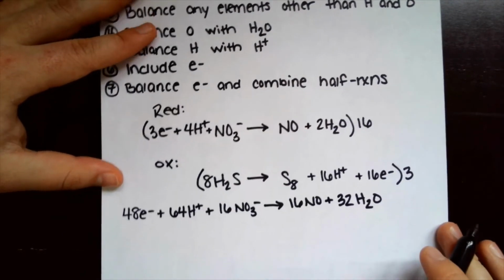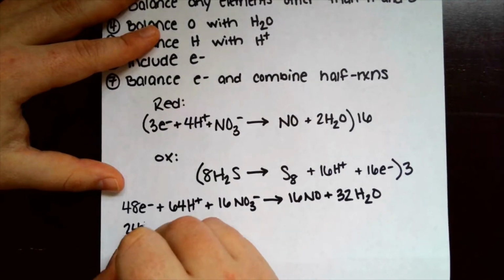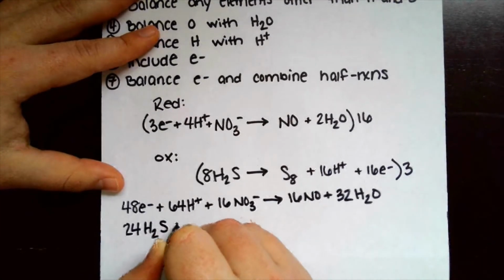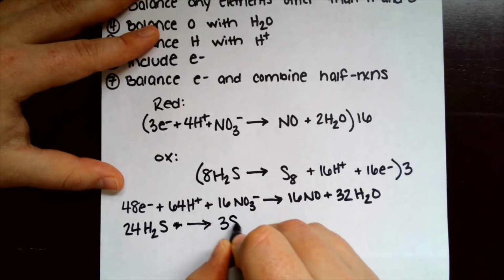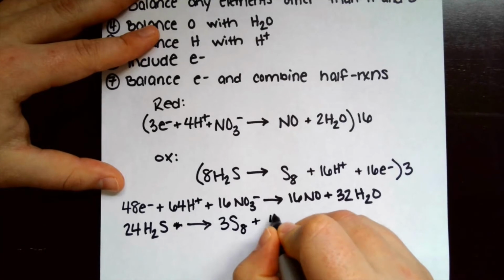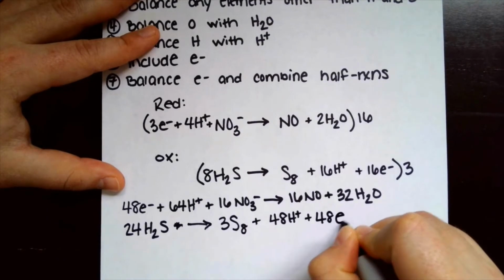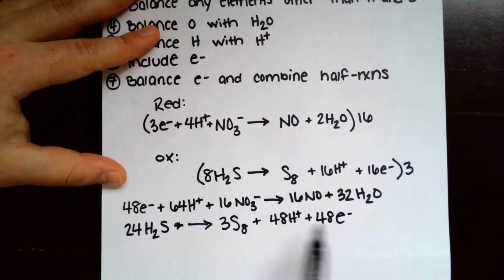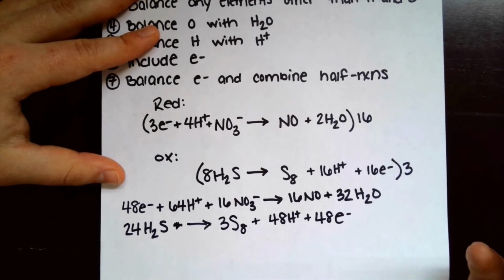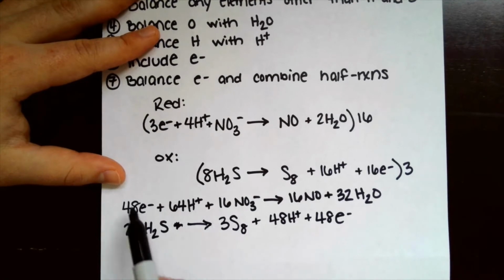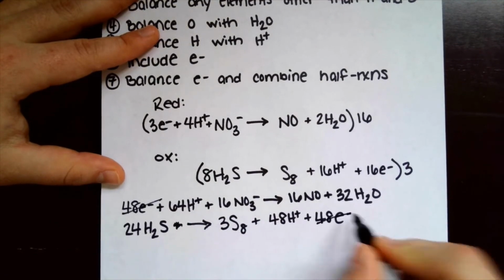Now I'm going to do the same for the oxidation half reaction with 3 distributed. So we're going to have 24 H2S yields 3 S8 plus 48 H+ plus 48 electrons. We have the same number of electrons on both of them, so we know that we did that properly. So now we just basically have to combine the two. So when we do that, anything that is on opposite sides of the reaction between the two, you can cancel out. So again, the electrons should always cancel out.